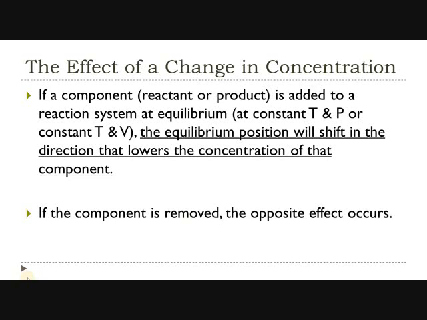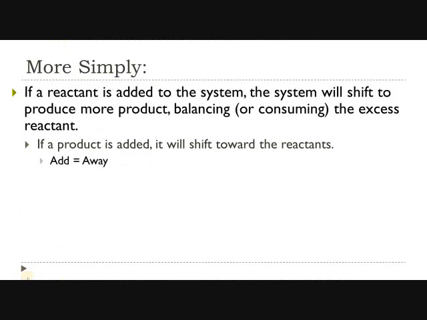Meaning that if you have a reactant or product that's added or taken away from the system at equilibrium at constant temperature and pressure, or constant temperature and volume, then the equilibrium position will shift in the direction that lowers the concentration of that component. So if you're adding something, you want to lower the concentration. If the component's removed, you want to raise the concentration. That's a lot of words. More simply, if you add something, you shift away from it. So for example, if you add a product, you would shift towards the reactant. So your answer would be shift left.